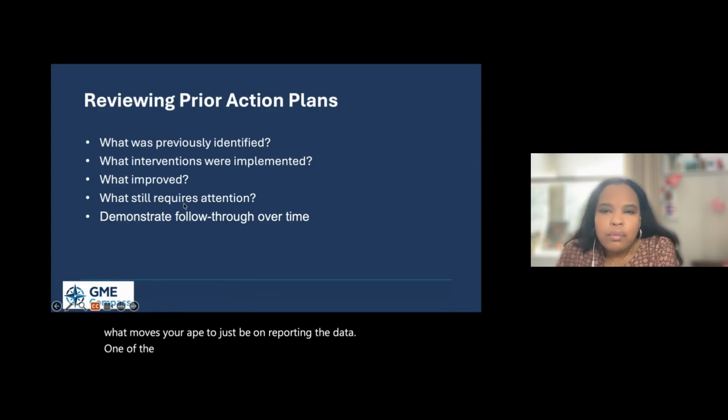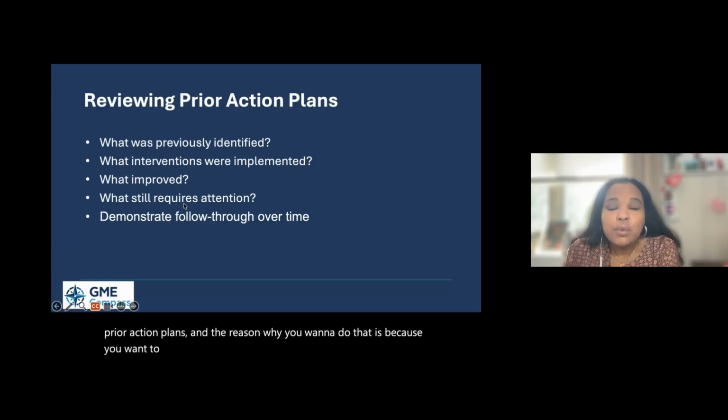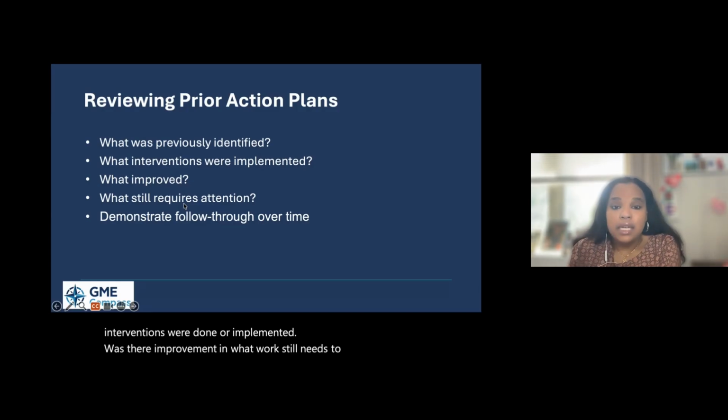One of the most important parts of the APE process is reviewing your prior action plans. The reason why you want to do that is because you want to see what issues were previously identified, what interventions were done or implemented, was there improvement, and what work still needs to be done.